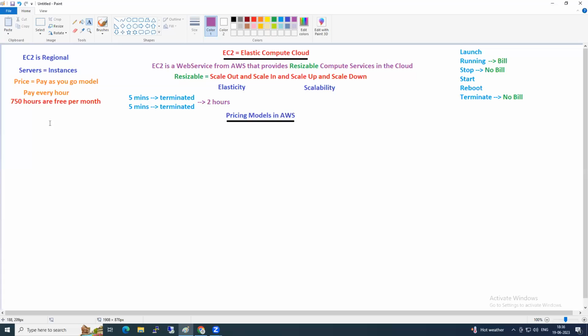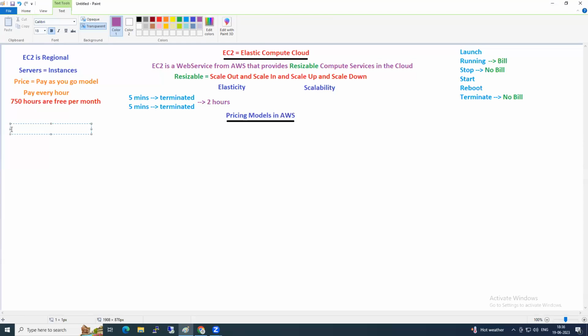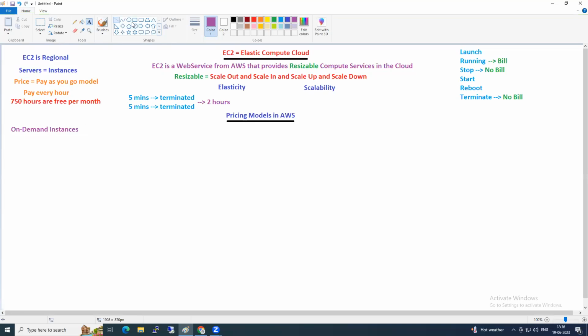So as AWS has so many different types of customers, it came up with different types of models. Number 1, we call it on-demand instances. What is that? On-demand instances. Very important.